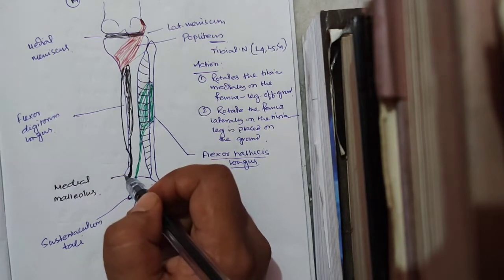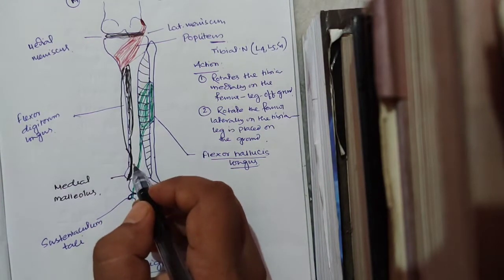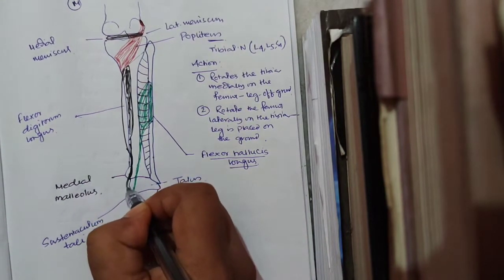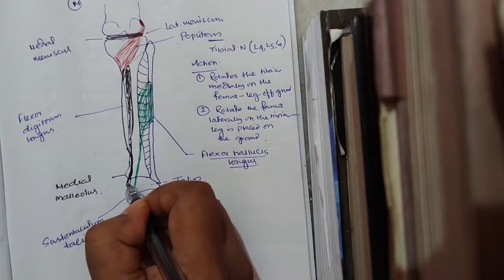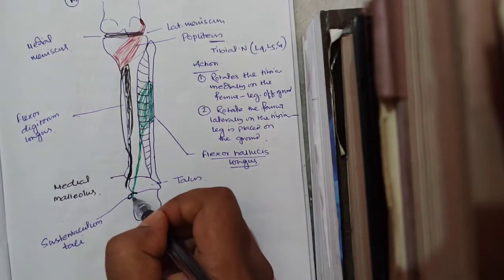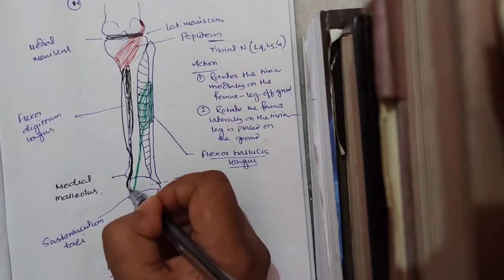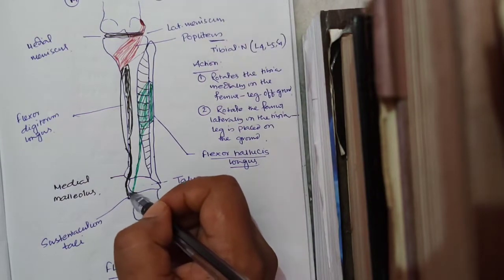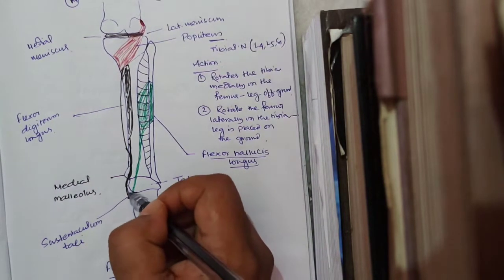The tendon then runs down to the medial side of the talus. This is the talus bone, and it runs to the medial side of the talus bone and then passes above the sustentaculum talli. This is the posterior side, above the anterior side. Here it passes above the sustentaculum talli.